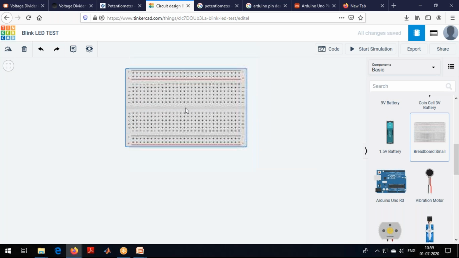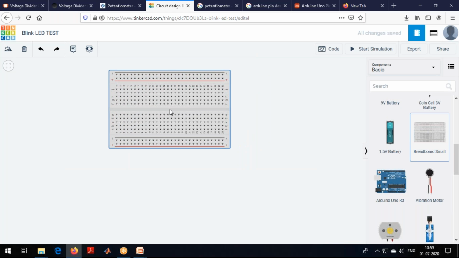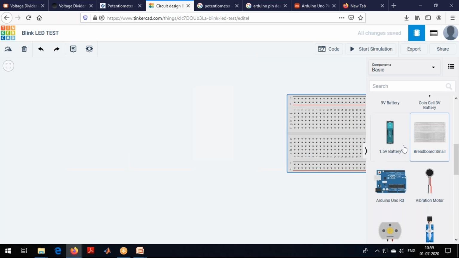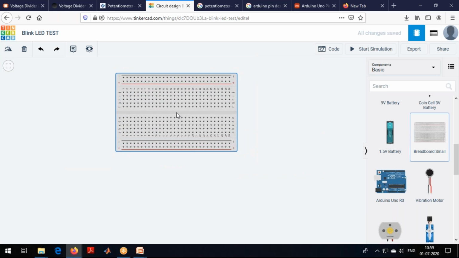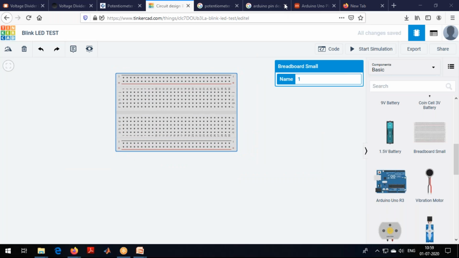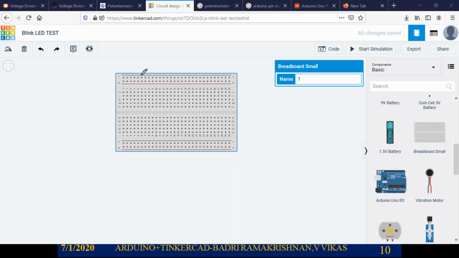Now I'll introduce you to something called a breadboard. Okay, let's go with the breadboard. When I consider this breadboard, the lines whatever you see here, they are all horizontal. In this horizontal line, all points will be interconnected. Similarly, all points on this second horizontal line will be interconnected.